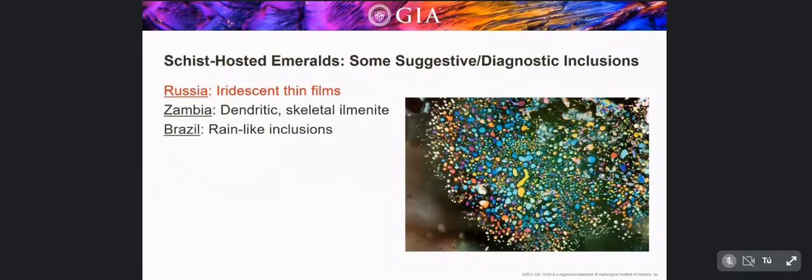And the same thing goes for the schist-hosted emerald. So let's say we got our UV-Vis spectrum and it showed that intense iron absorption band, and we know it's a schist-hosted emerald. So we're thinking Russia, Zambia, Ethiopia, Brazil, maybe Madagascar. There are some certain diagnostic or at least suggestive inclusions in these types of emeralds.